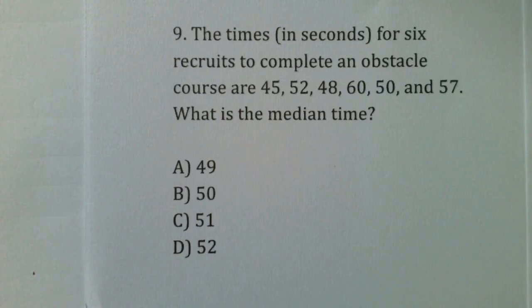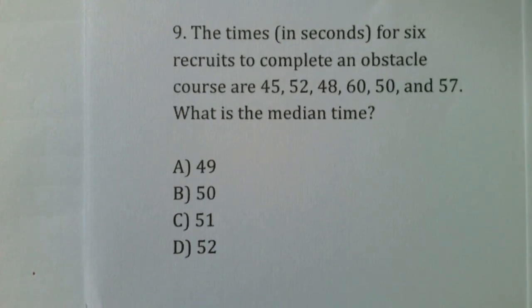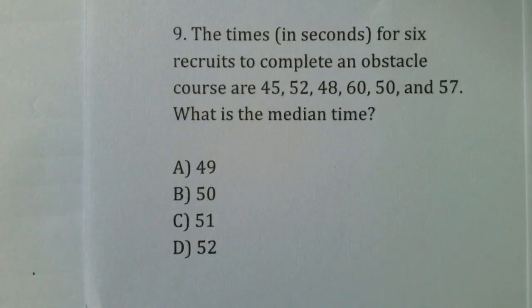So I want to know, can you solve this question? The times in seconds for 6 recruits to complete an obstacle course are 45, 52, 48, 60, 50, and 59. What is the median time? Is it A, 49, B, 50, C, 51, or D, 52?